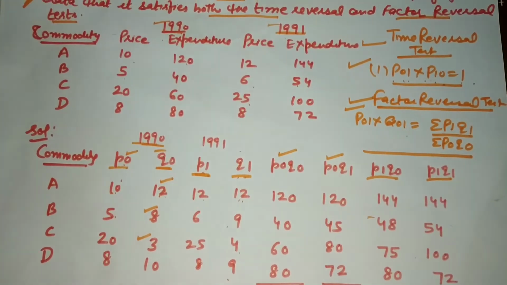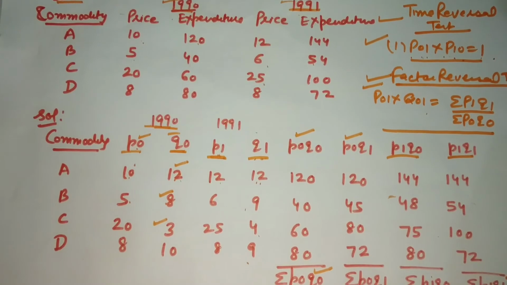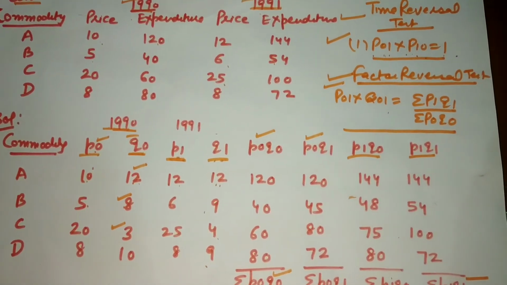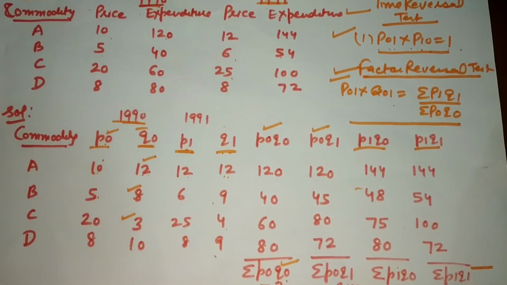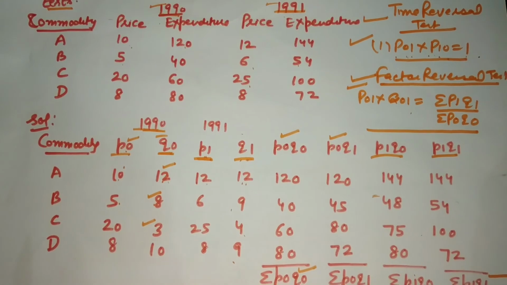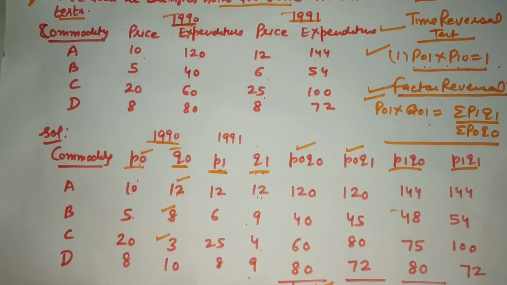So in this illustration, I have explained all these things. Simply, whenever there is a P01, it is the same process. For P10, we are replacing 0 with 1 and 1 with 0. If we are talking about the quantity, then we have to replace P with Q and Q with P. So this is the sum of time reversal and factor reversal.